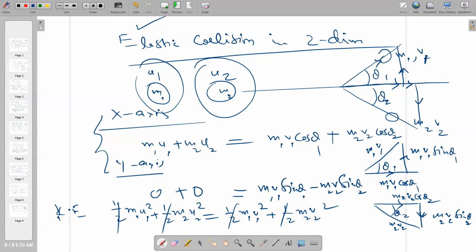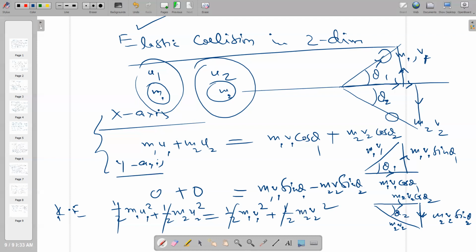So this is called elastic collision in two dimension. Elastic collision means if the momentum and the kinetic energy both remain the same, then the collision is elastic, and this is called perfectly elastic. Perfectly elastic means it is deformed but retains its shape after some time. So this is the article, elastic collision in two dimension.